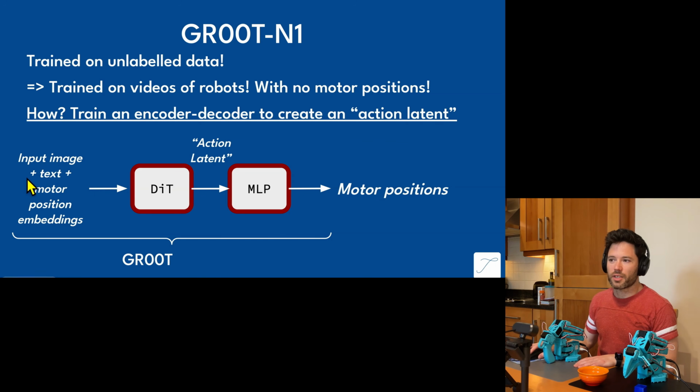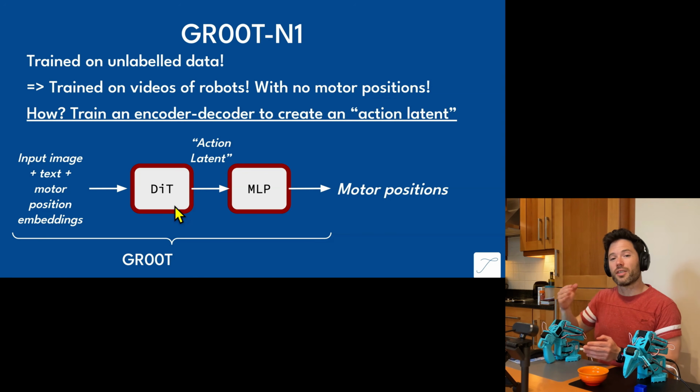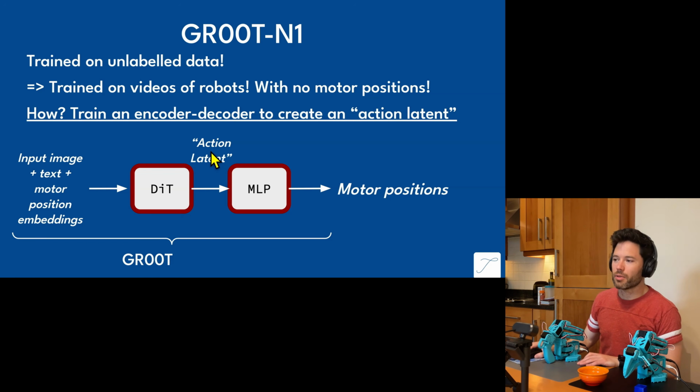So GR00T involves taking image, text, like the instruction, the command, and the motor positions, passing them to a diffusion transformer, and trying to get the diffusion transformer to diffuse out an action latent for which we do have labels.